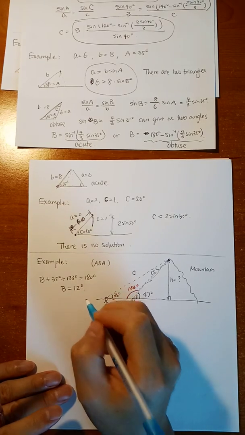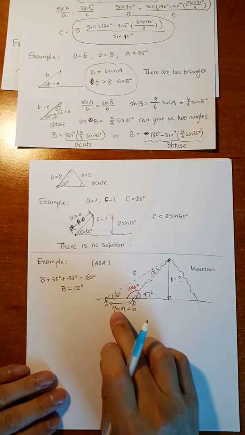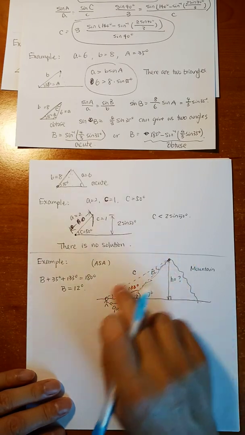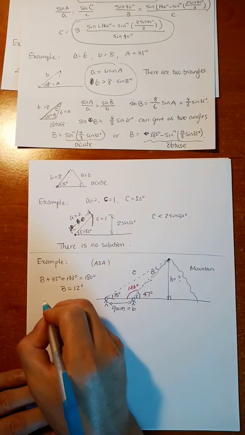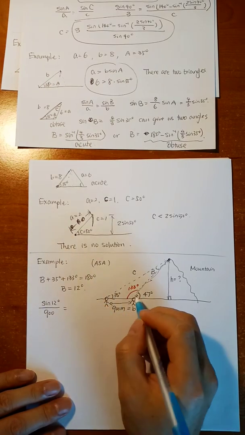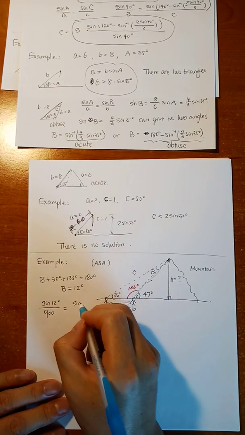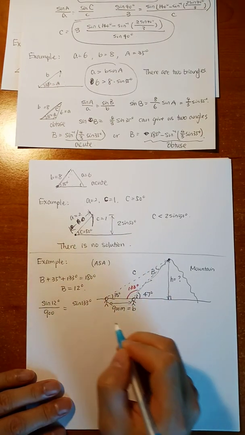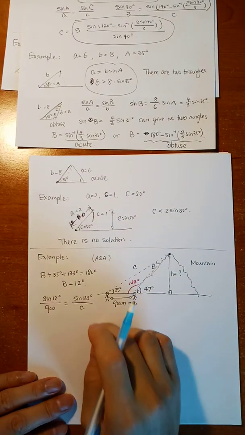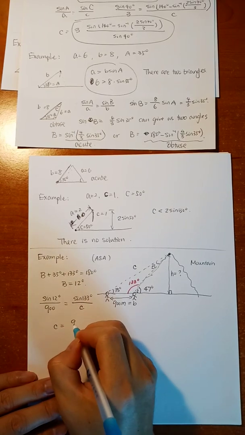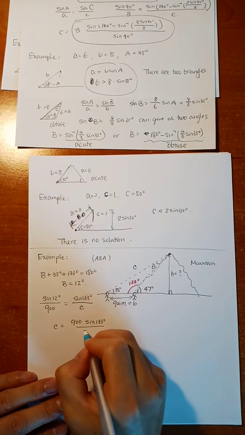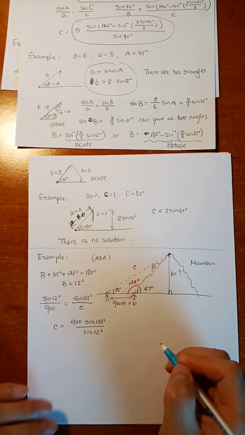12 degrees. Is this 12? Yes, it's 12 degrees. So 900 meters faces 12 degrees in this obtuse triangle. So what we get is sine B over 900 meters is equal to sine 133 degrees over the side C. Then we can solve for C. We get C is equal to 900 times sine 133 degrees over sine 12 degrees.